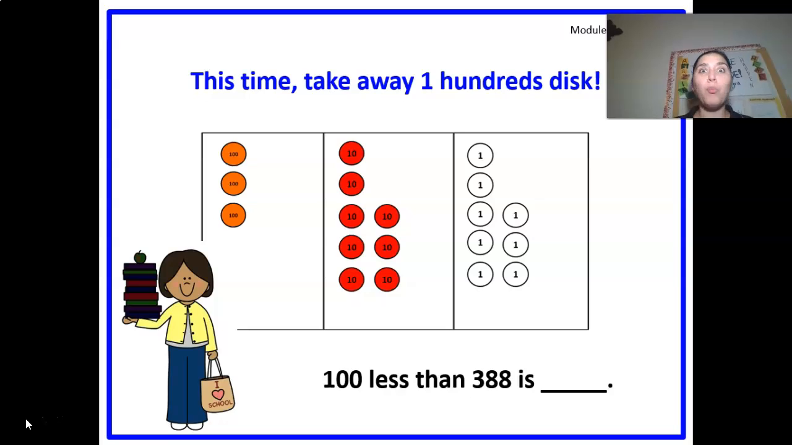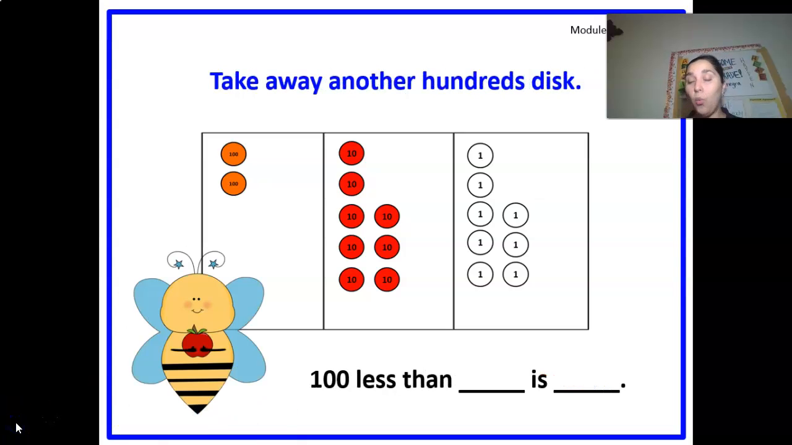Now, this time we're going to take away 100 discs. So I take it away and think, 100 less than 388 is, get ready. Yes, 288. Let me write it. I'm going to write it here. 100 less than 388 is 288. Let's take away another hundreds disc.